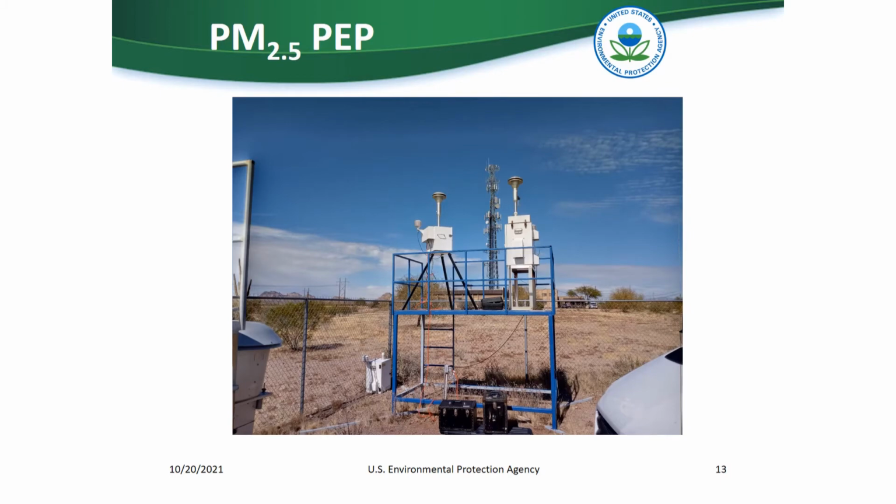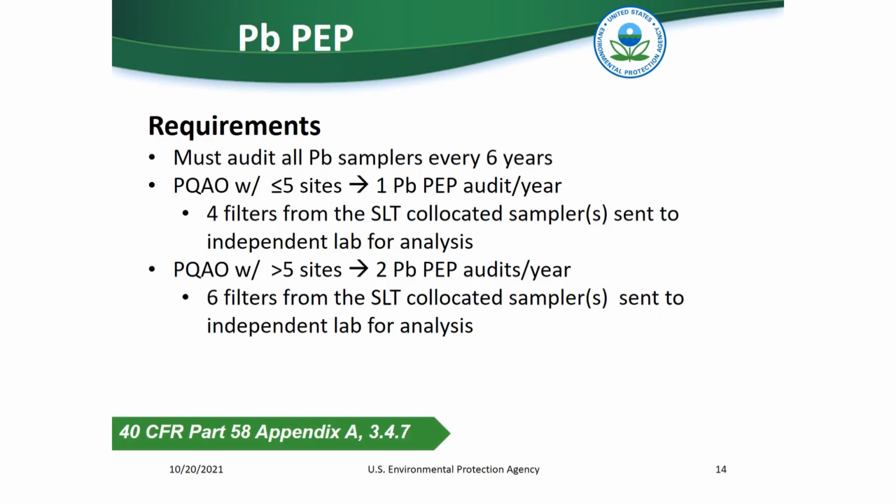This is a photo showing the PEP auditor's PM2.5 sampler co-located with the PQAO sampler for a PEP audit. The lead PEP program is similar to the PM 2.5 PEP program in that both are assessments of overall bias and are performed annually for each PQAO. However, in addition to assessing field audit requirements and performing co-located sampling, lead PEP analysis also includes a lab audit of the state and local co-located sampler.